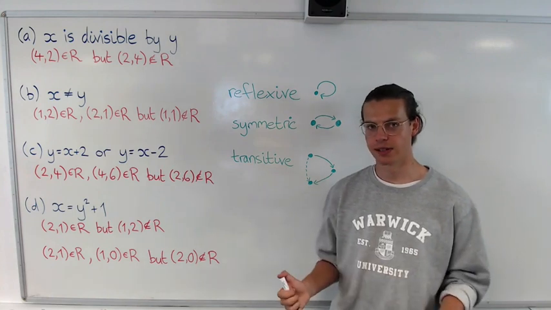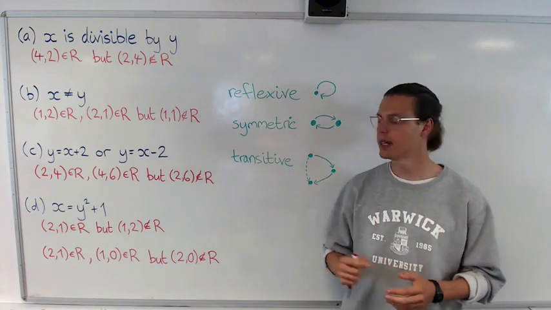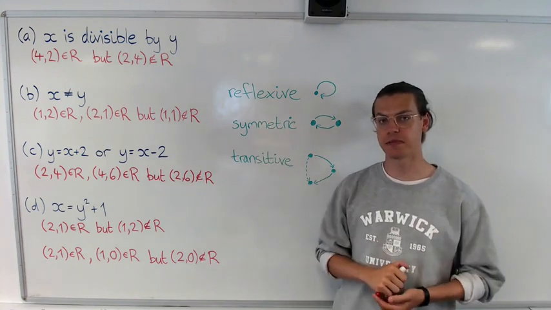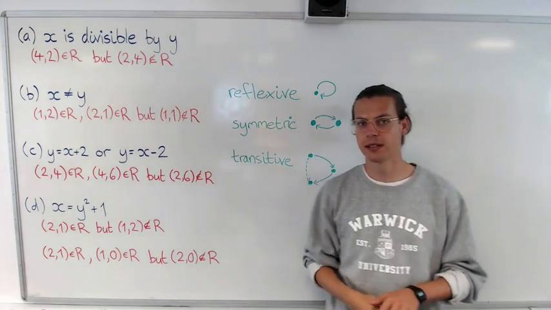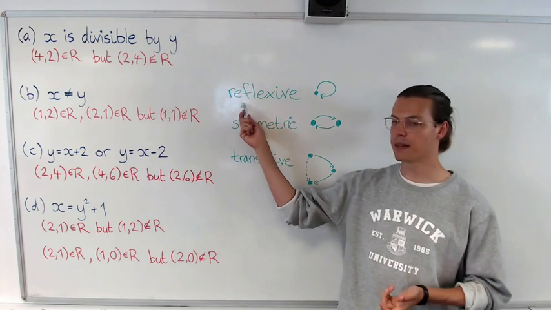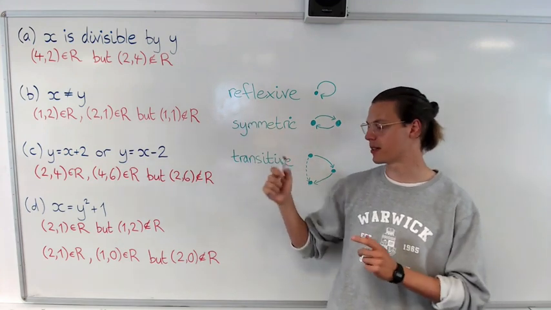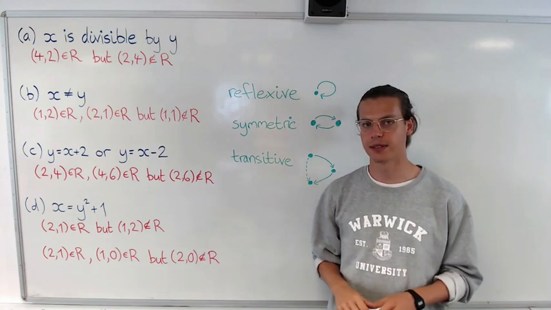Now, an equivalence relation is a relation which is reflexive, symmetric, and transitive. And none of these four relations satisfied that condition. None of them satisfied being reflexive, symmetric, and transitive. And so none of these are equivalence relations.